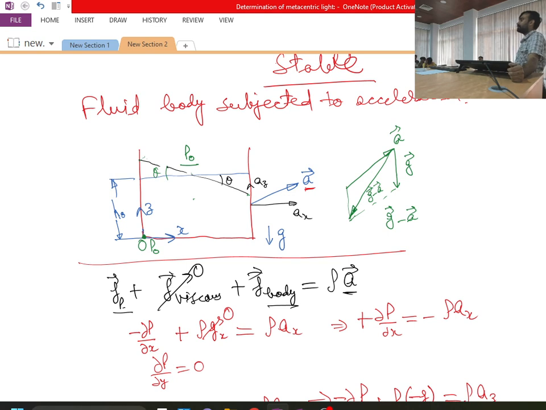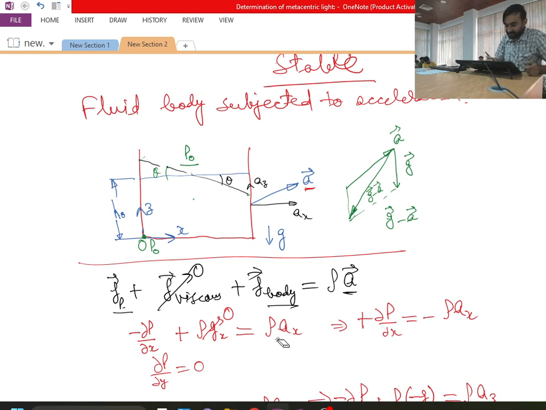Is this one clear? This is vector g minus a. Now you can see that in whatever direction we have the g vector minus a vector, that is nothing but the direction of the gradient of the pressure. So if the gradient of pressure is oriented in this direction, then our constant pressure surface should be normal to that direction. We have discussed this earlier also.